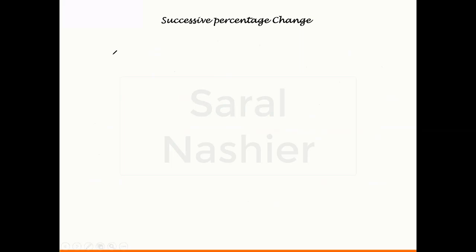So I'm taking a small example. Let us say the price of an article is 100 rupees. This price was increased by 20%. So obviously after an increase, it will become 120. And this 120 was further increased by 25%. So it will become 150. And let's say this 150 is further increased by 30%. So it will become 195. 100 is increased by 20%, then 25%, then 30%. So it finally becomes 195.